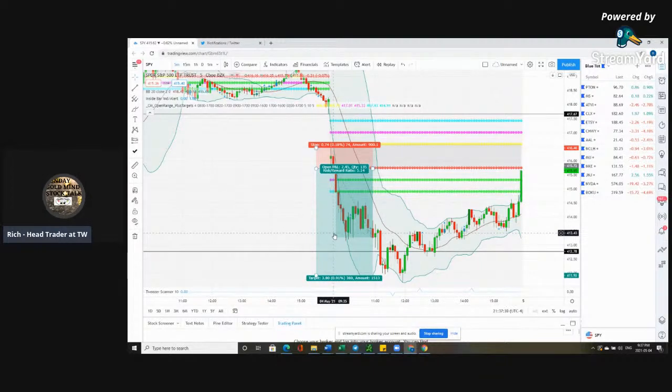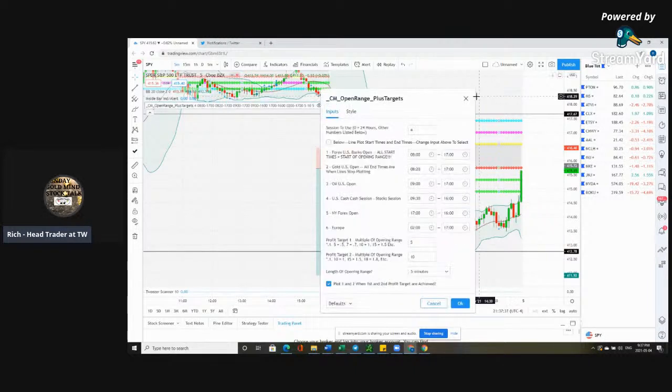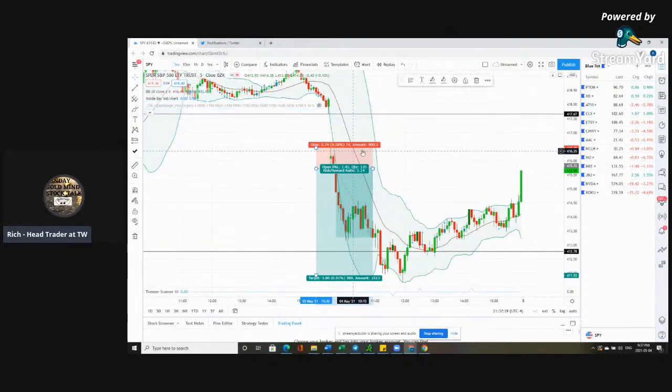All right. So that's the opening range breakout using the indicator here. I don't use the indicator because I don't need to, because I can see it just looking at the chart.